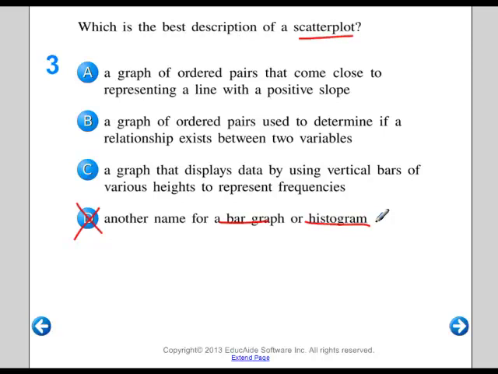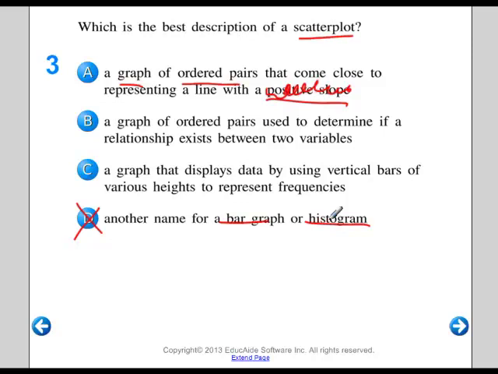Now let's look at our answers, because there's nothing to really figure out except to determine which answer matches what the vocabulary is. So A, a graph of ordered pairs that come close to representing a line with a positive slope. What we do know is a graph of ordered pairs. But does it have to be a positive slope? No. We know that from work we've already done in question number 1, there wasn't a positive slope there. Remember, it was just a cluster of points.